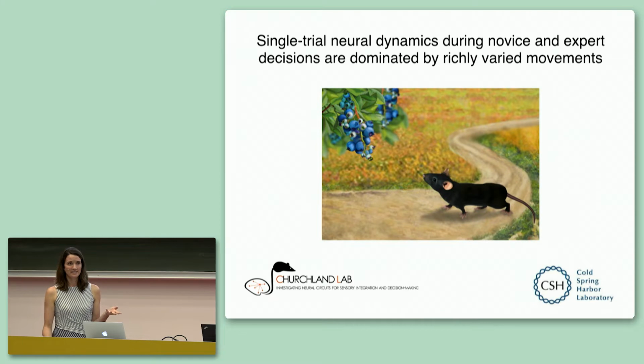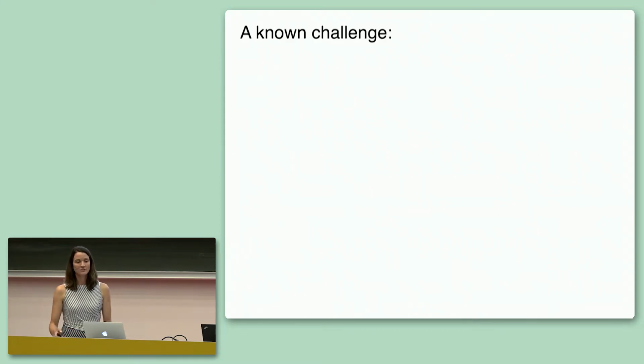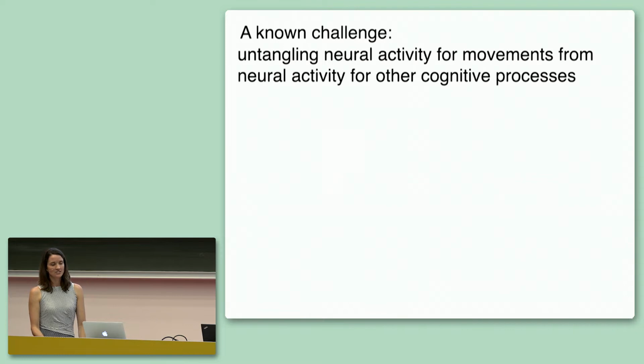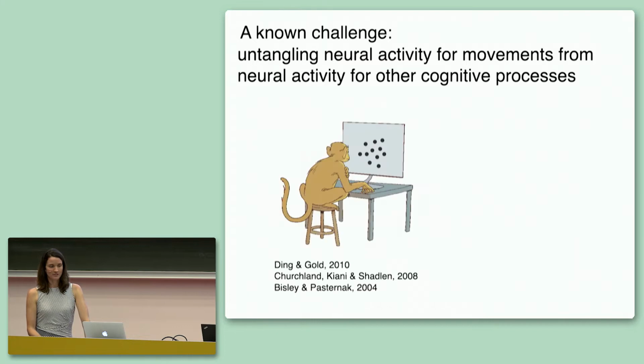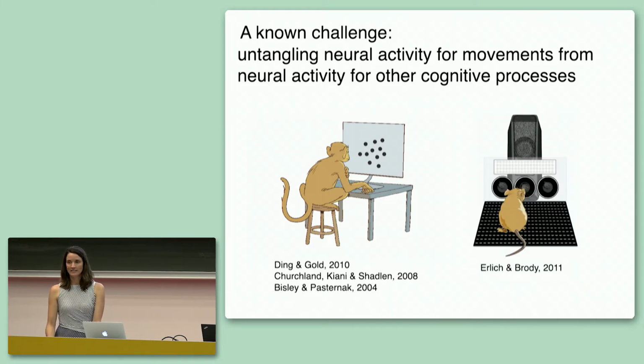However, this approach of studying decisions in the context of movements has led to a known challenge, and that challenge is untangling the neural activity for movements from the neural activity that's related to other cognitive processes. And probably all of you are familiar with this challenge or maybe even grappled with it yourselves. There's lots and lots of instances. For instance, you might have monkeys making decisions about random dots and track very carefully the metrics of their movements and try to account for those in the neural data. You might be studying a rodent and track its head movements and see whether those are related to the choice that the animal makes. And the work that's been done so far is definitely important.